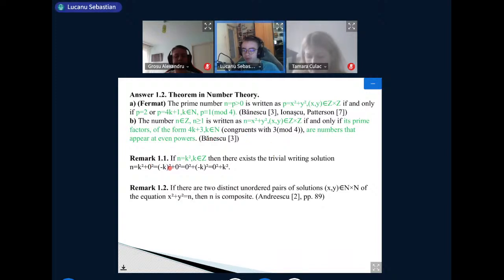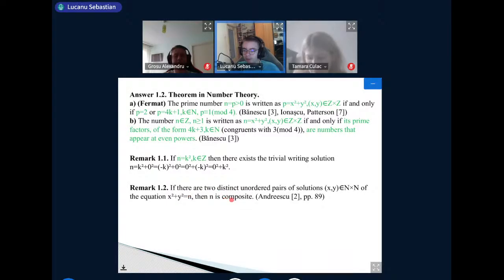The first remark. If n equals k squared with k an integer, then there exists the trivial writing solution n equals k squared plus 0 squared, minus k squared plus 0 squared, or 0 squared plus minus k squared, or 0 squared plus k squared. The second remark. If there are two distinct unordered pairs of solutions x and y, both positive integers, of the equation x squared plus y squared equals n, then n is composite.